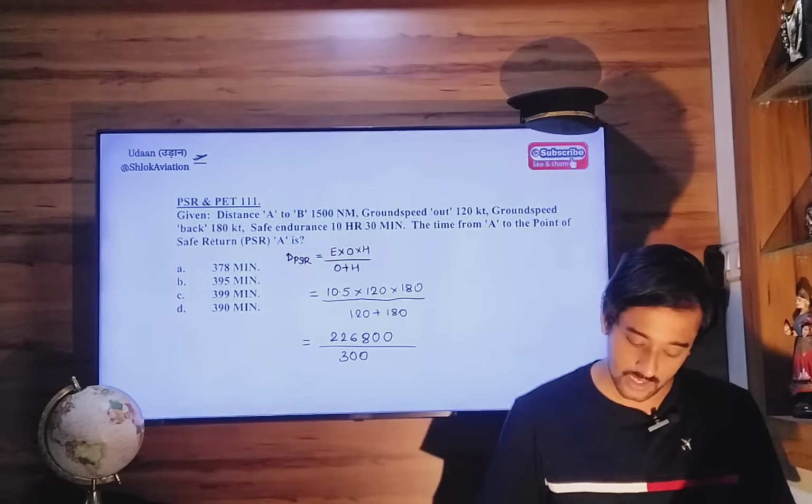112. What is the distance to the point of safe endurance, if aircraft has a TAS of 350, endurance 10 hours, if wind on the outbound leg is 50 knots headwind? So here is your point A, here is your point B, this is your point of safe return, here is your aircraft, and here is your aircraft at point of safe return.